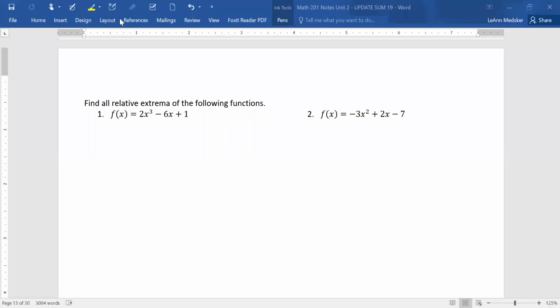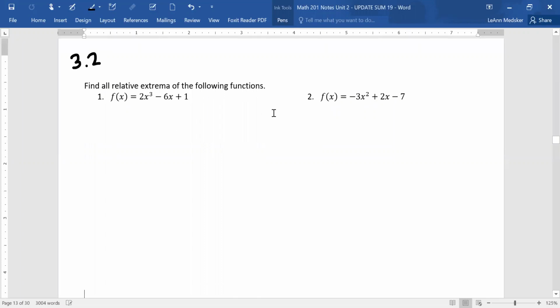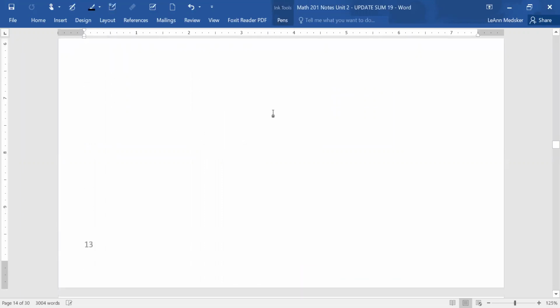All right, Math 201 students, this is the video for some of the extra examples we had to skip in class from section 3.2 and 3.3. Starting with section 3.2, we skipped number 4 in this group that said find all of the relative extrema for the following function. And I believe I had marked it as number 4 here.